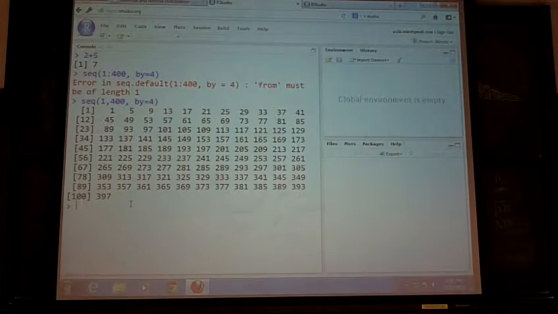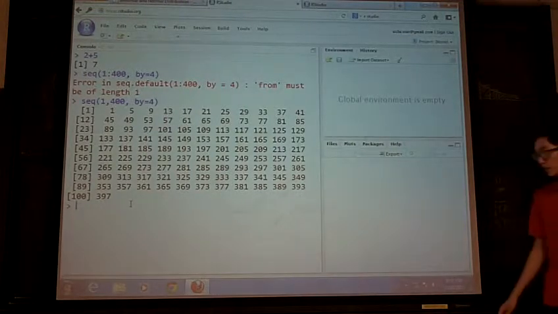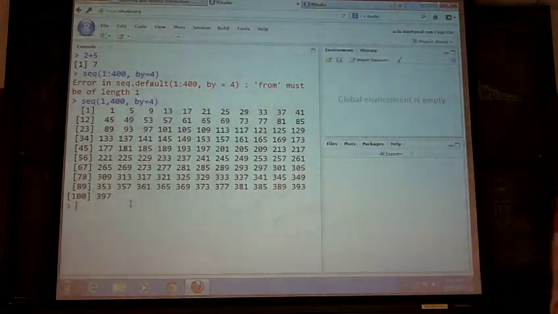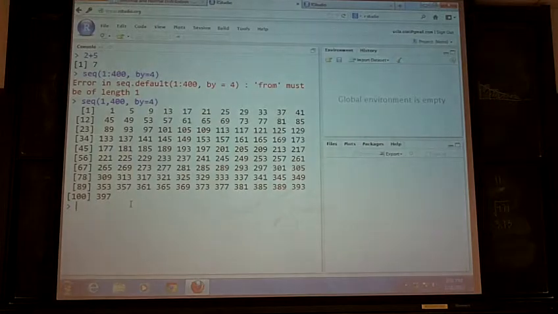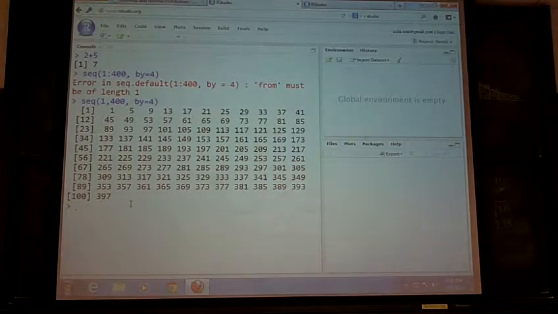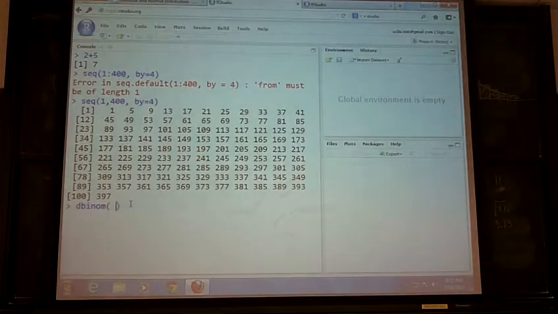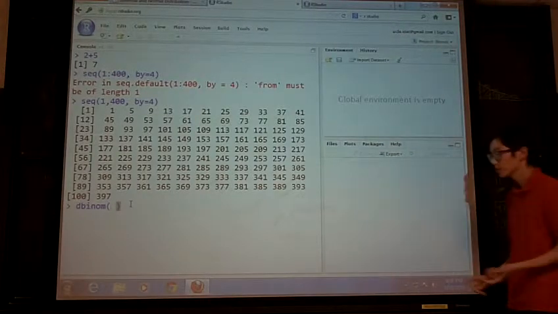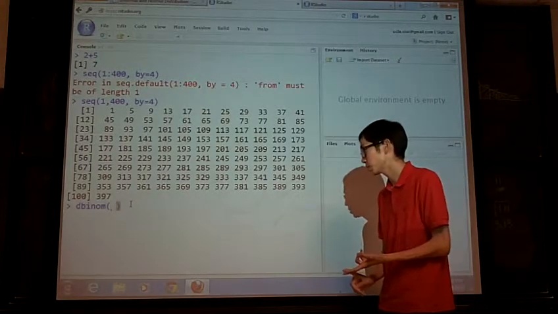So one command is dbinom, okay? For any kind of probability distribution, there's usually a family of 4 commands, but the one that we're going to use is dbinom, okay? And this is going to give us the answer to a binomial probability question.